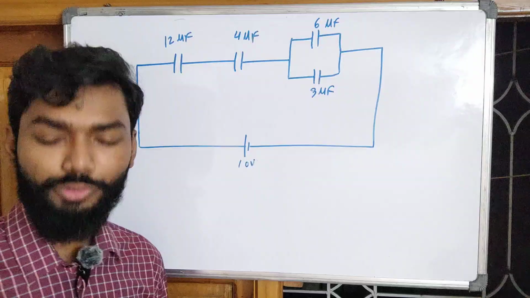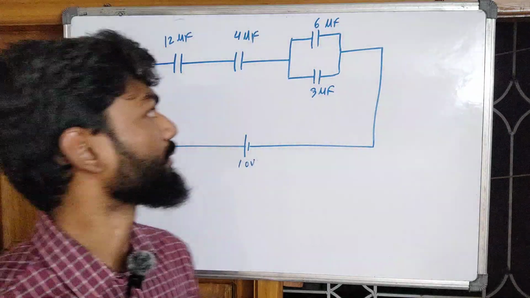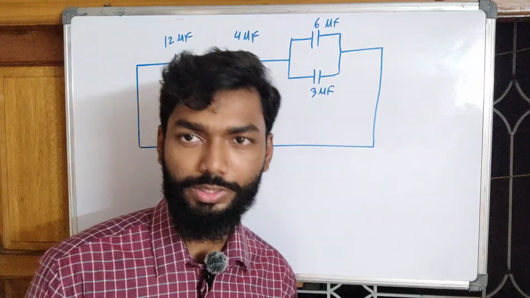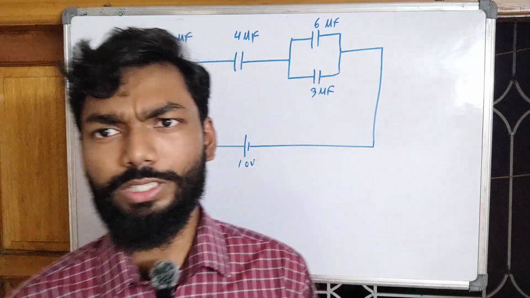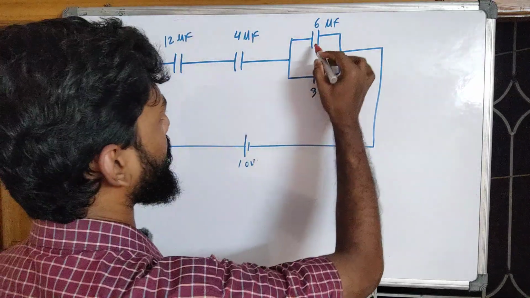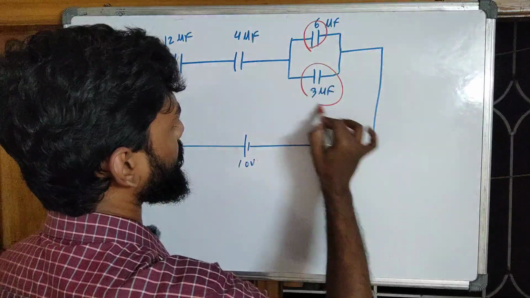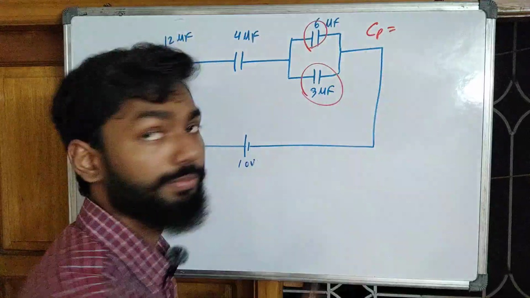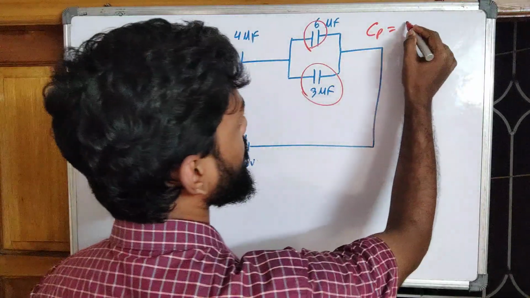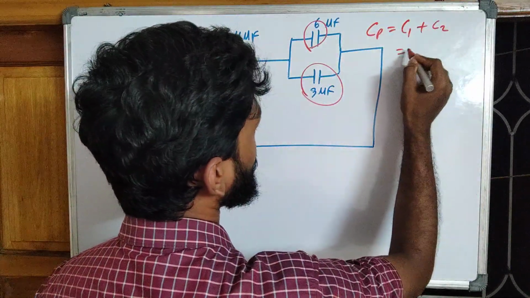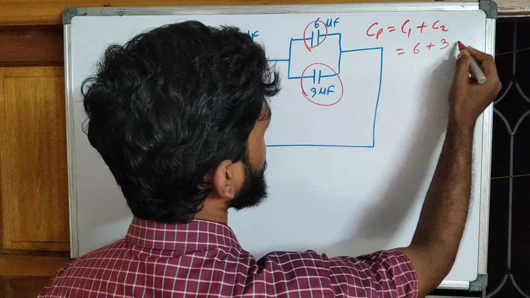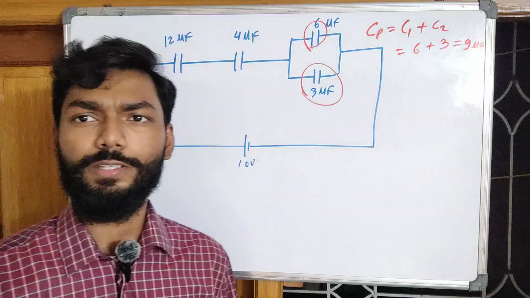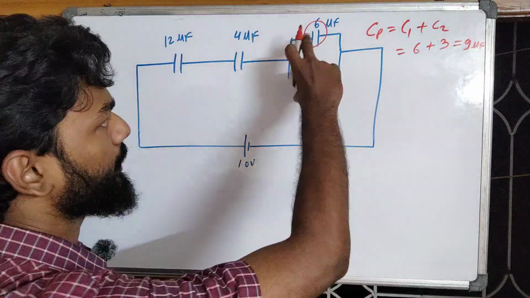So what is the formula for equivalent capacitance? For parallel it was C1 plus C2, and for series it was 1 by C1 plus 1 by C2 plus 1 by C3, like this. So for this particular section, what we need to do? CP, capacitance in parallel. What is the formula? C1 plus C2. So 6 plus 3 equals to how much? 9 microfarad.